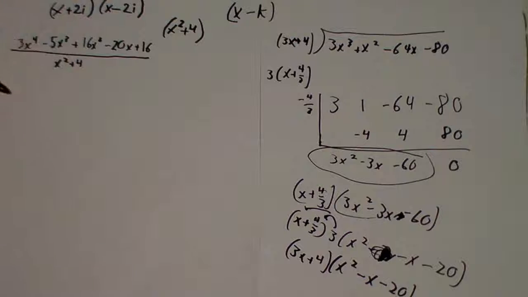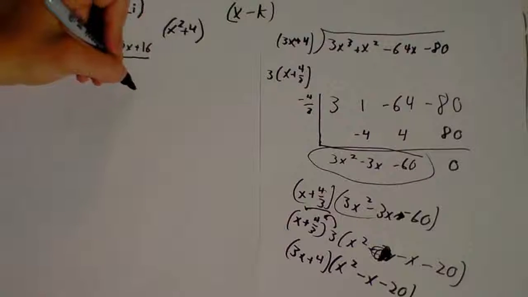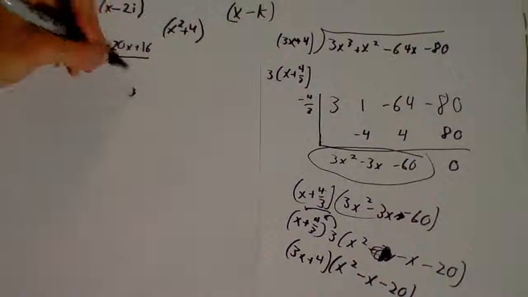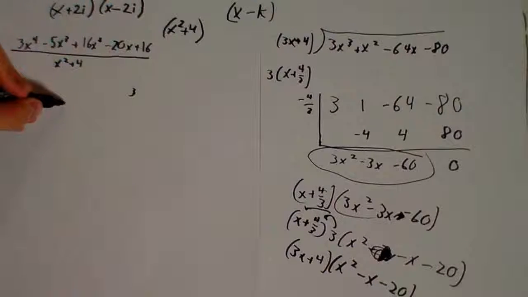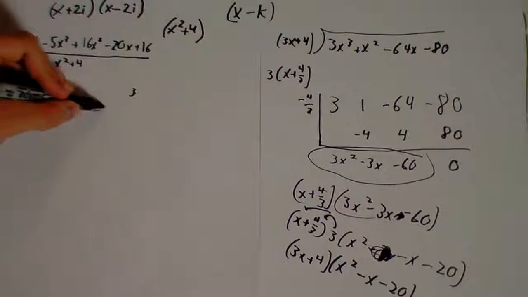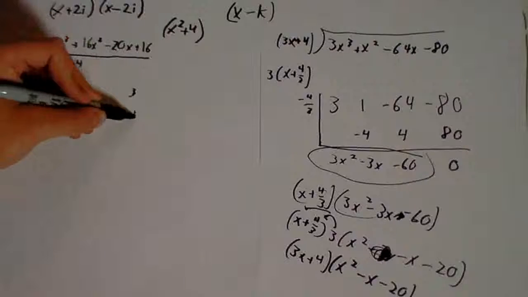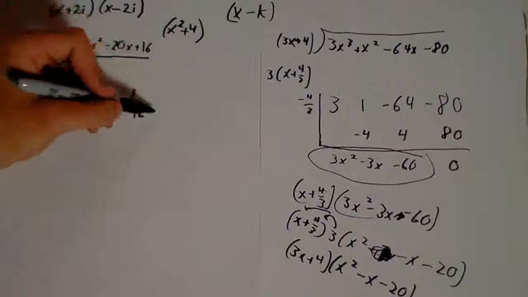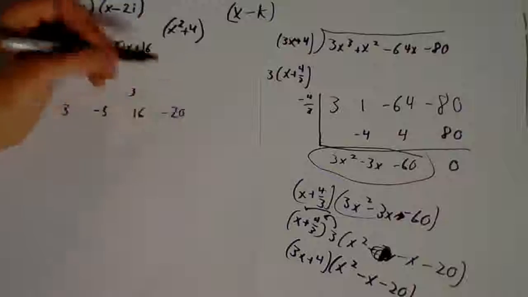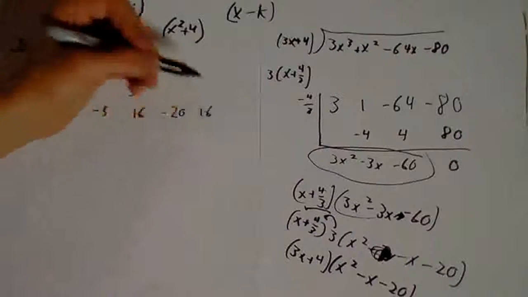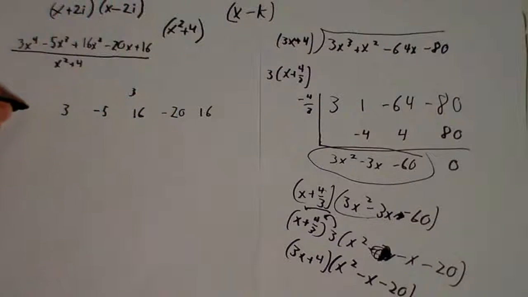And if we're going to do that, we can actually use synthetic division because our k is going to be 2i and negative 2i. So let's just take these coefficients: 3, negative 5, 16, negative 20, and 16. Letter k first equal 2i, so we're going to be dividing by x minus 2i first.